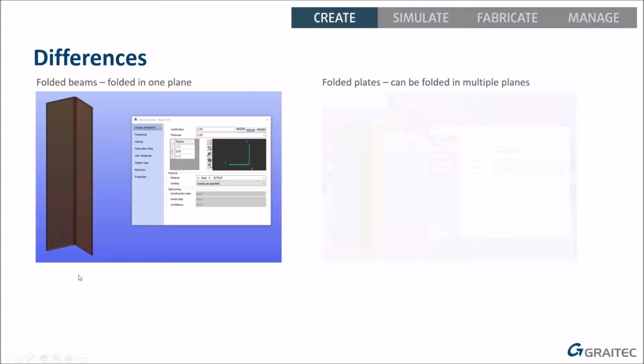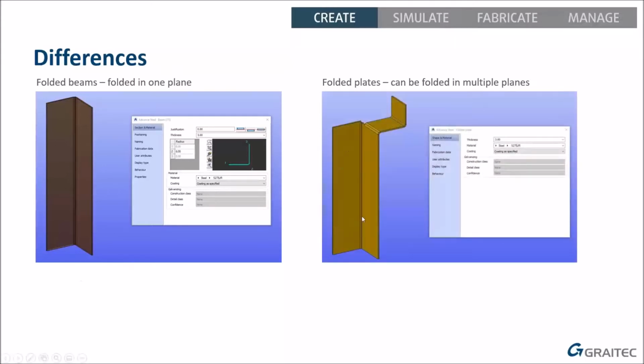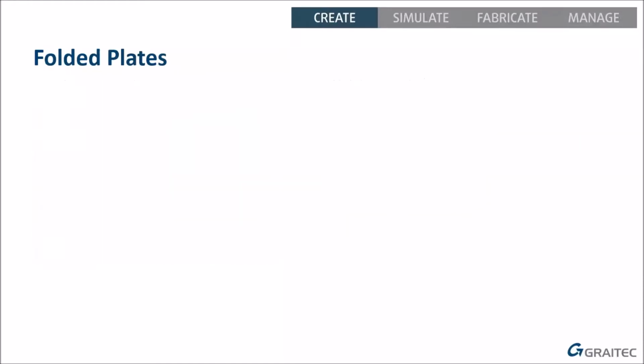Folded plates you can fold in multiple planes. So if we take this angle, I've created this angle out of a folded plate, but we can add extra folds onto the top, which are obviously in a different plane. You can't do that with a folded beam. So those are the key differences. In terms of drawing output, the system sees them both as folded elements, but when it comes to connections, one is a beam, one is a plate, if we really break it down.